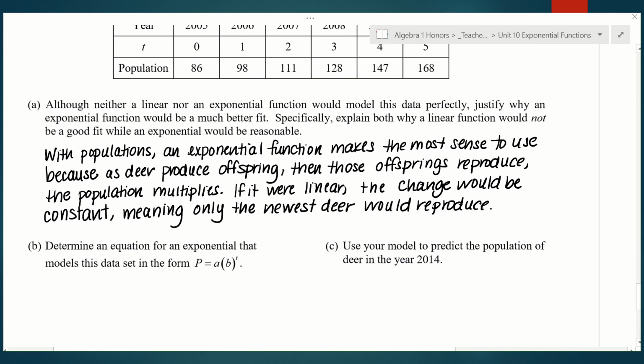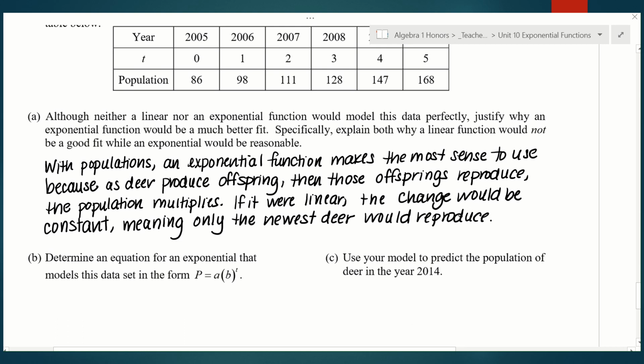Okay, so part B says, determine an equation for an exponential that models this data in the form P equals AB to the T power. Okay, so remember, P is the population, T is the time. So if we're talking exponential, looking back at the table, our A value, our y-intercept, was 86. So I'm going to say P equals 86.